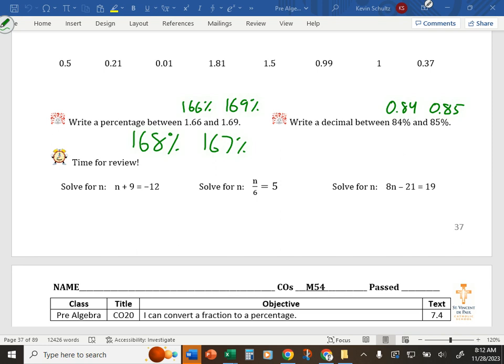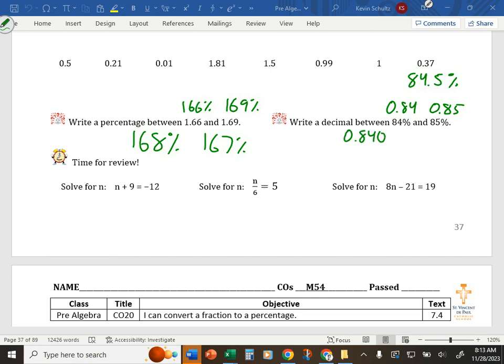What would a possible answer be? 84.5. Yeah. 84.5 is not between 0.84 and 0.85. If you're thinking of 84.5%, what would that look like as a decimal? James, could you say 0.845? Sure, right?